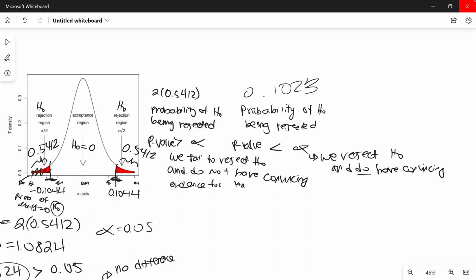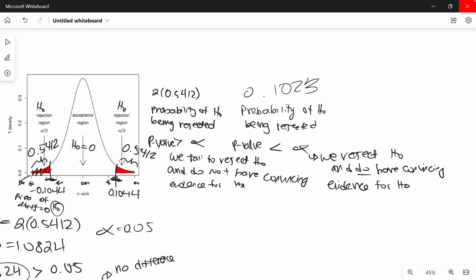convincing. I promise that in real life I really do write nicely. It's just that I don't have the time sometimes to write nicely. For HA. So convincing evidence for HA, okay. So essentially, the probability of H0 being rejected. Oh, I can't think. That's the probability of H0 being rejected, right?